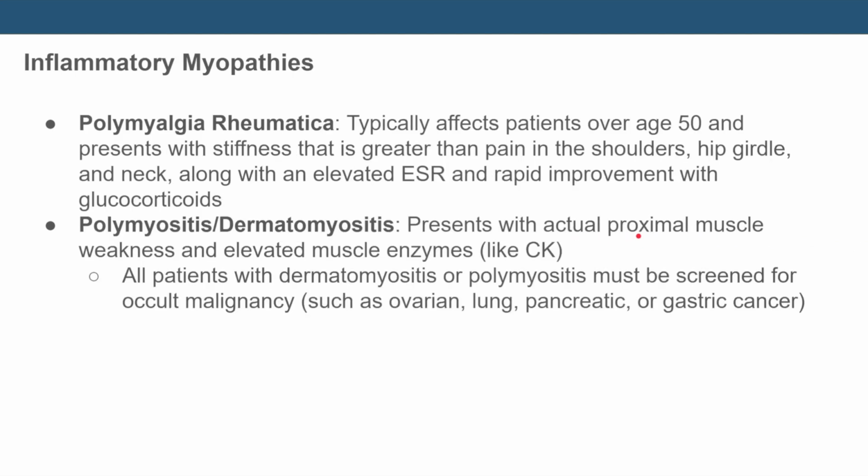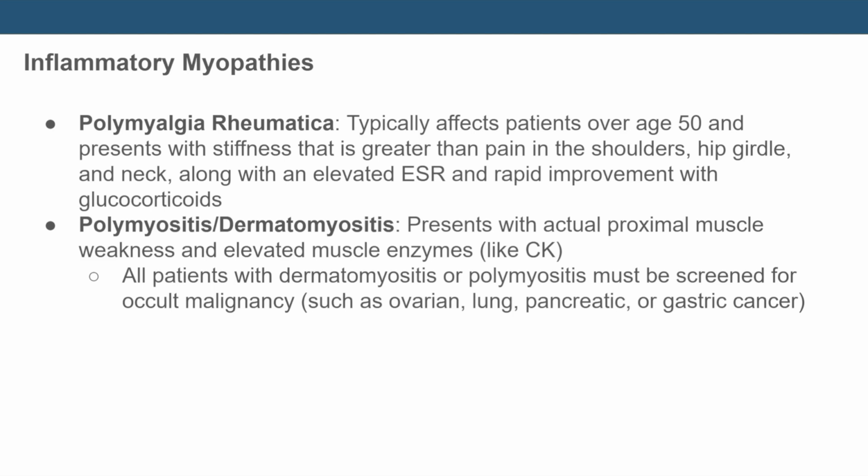In inflammatory myopathies, you have to differentiate between polymyalgia rheumatica and polymyositis and dermatomyositis. So for polymyalgia rheumatica, this condition typically affects patients over the age of 50, typically females. This is also associated with temporal arteritis, and it presents with stiffness that is greater than pain in the shoulders, hip girdle, and neck, along with an elevated ESR and rapid improvement with glucocorticoids. So it's associated and very similar to temporal arteritis, the treatment and the epidemiology.